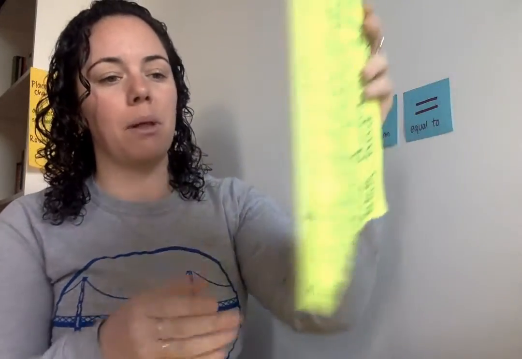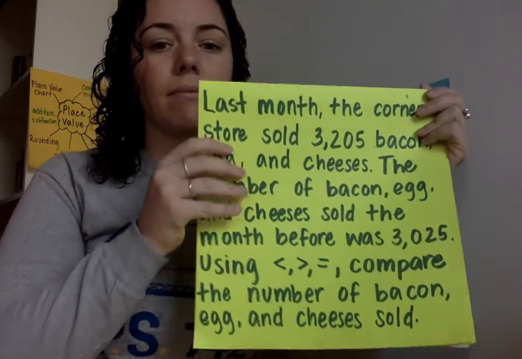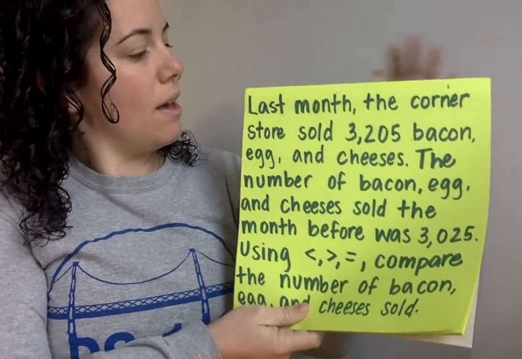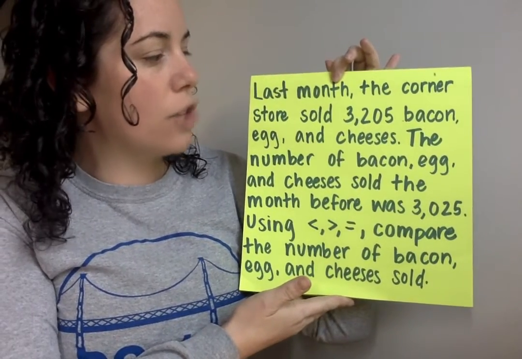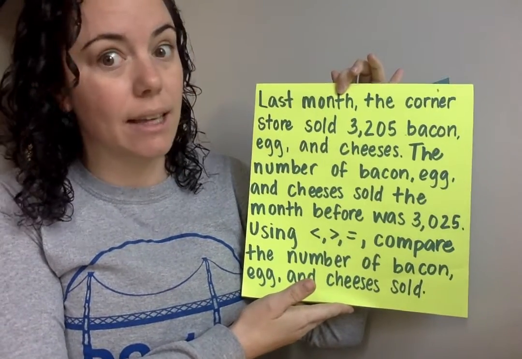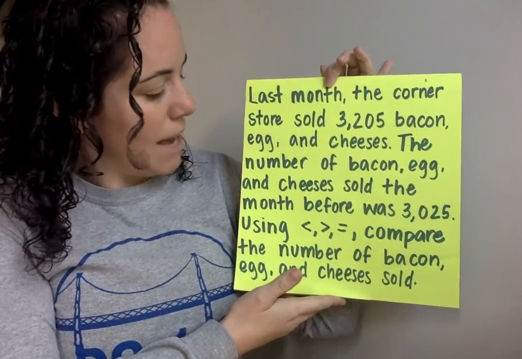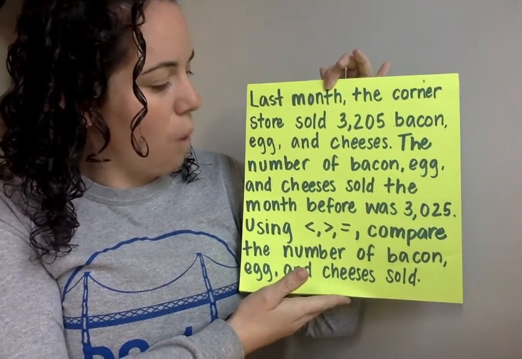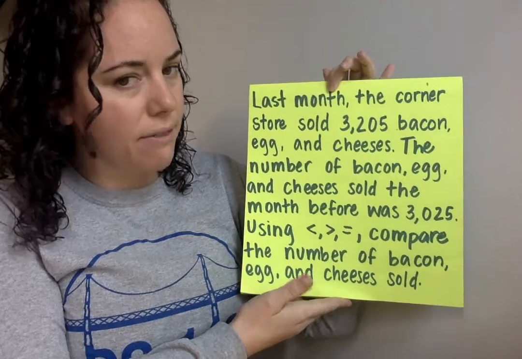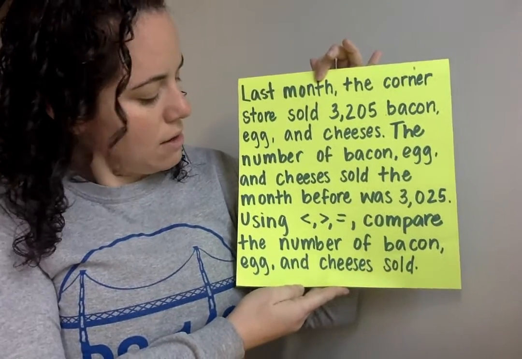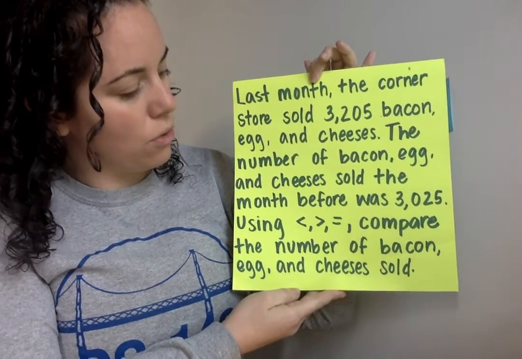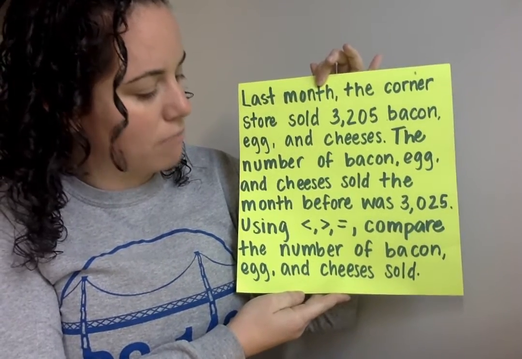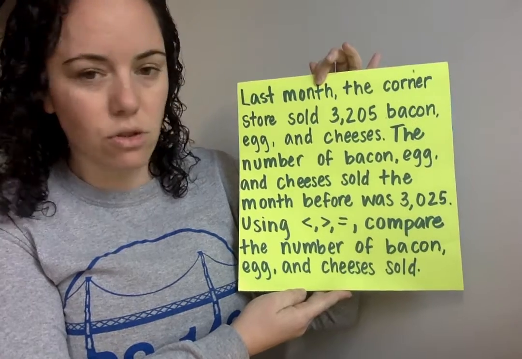Today, we have our problem, and I think you guys are going to like this problem. Last month, the corner store sold 3,205 bacon, egg, and cheeses. Yum. The number of bacon, egg, and cheeses sold the month before was 3,025. Using greater than, less than, equal to, compare the number of bacon, egg, and cheeses sold.